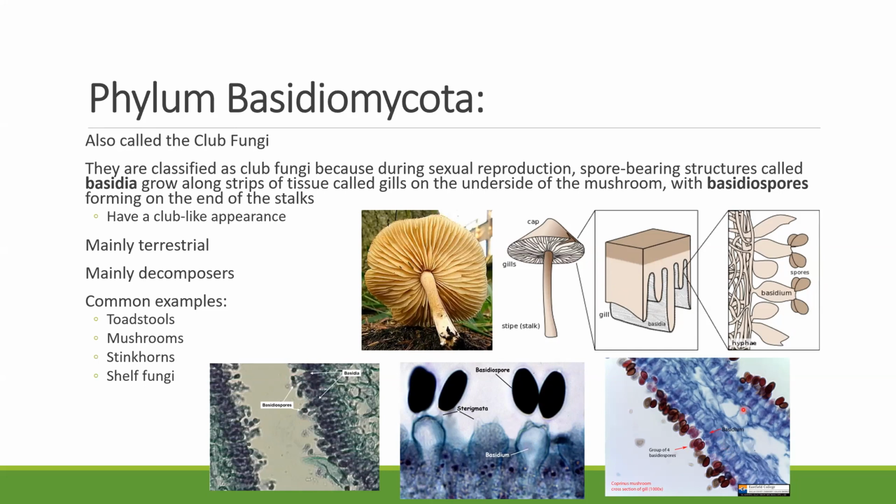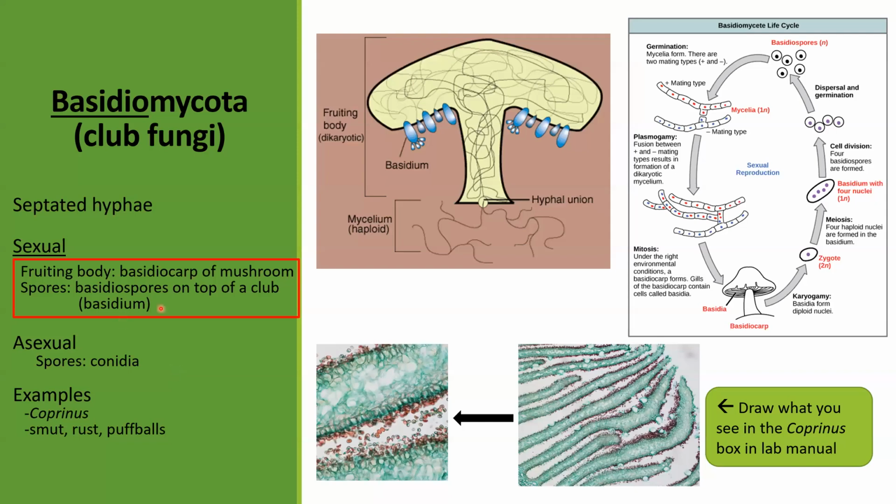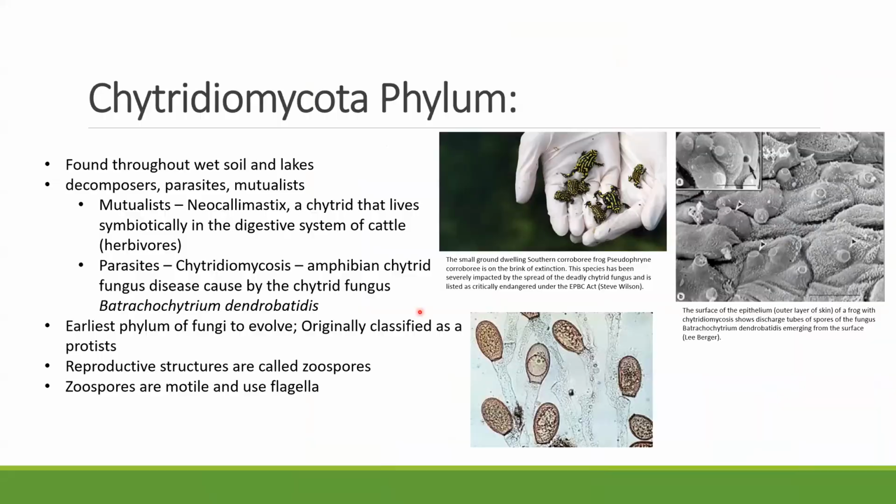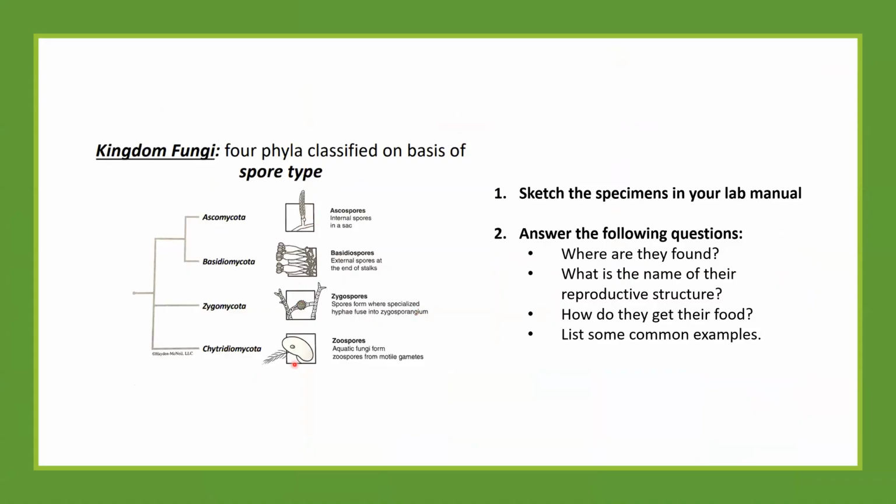These are mainly terrestrial. They are mainly decomposers, and common examples would be toadstools, mushrooms, stinkhorns, and shell fungi. So here I have an image for you to look at the sexual reproduction of these. But remember, you can always use, sorry, I'm going to go back, these images to explain their sexual reproduction. So basidiospores for the Basidiomycota, which is what we're discussing right now.